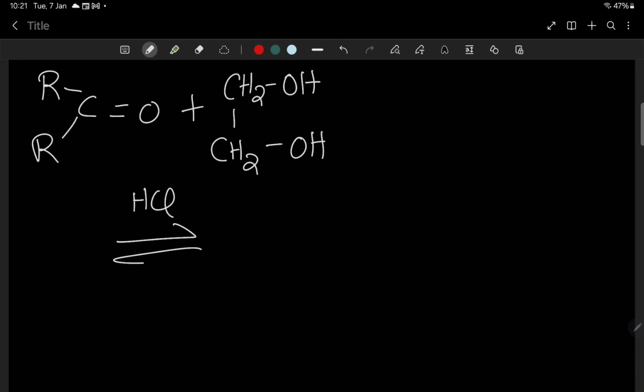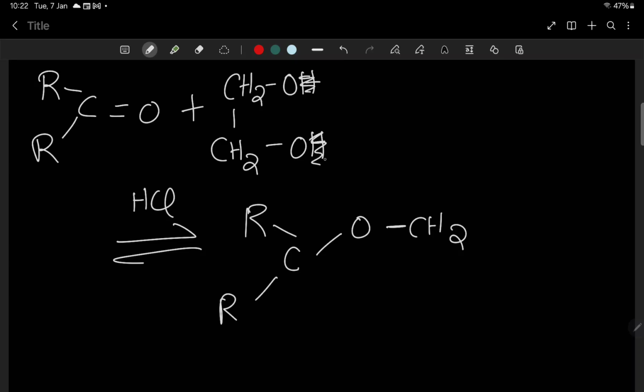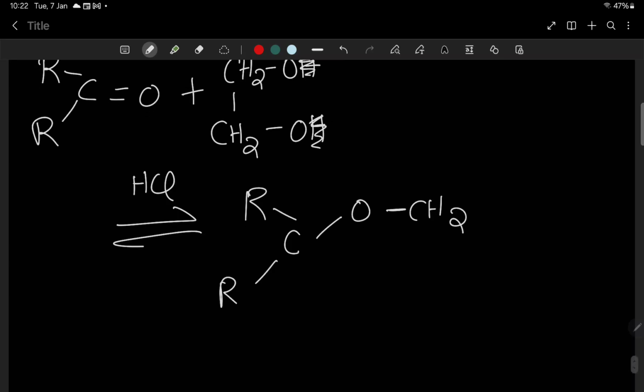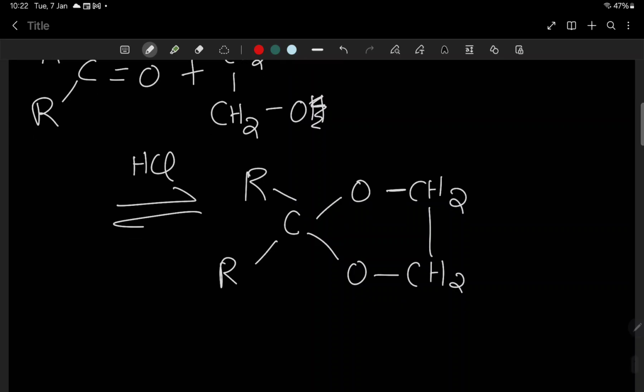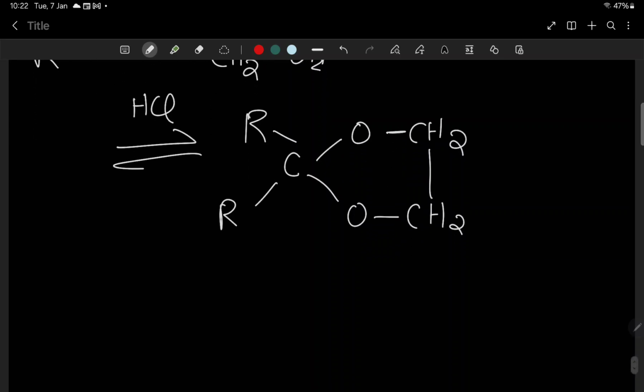To this OH, attach these two groups, that is RCR. Okay, O CH2. Remove this hydrogen. Remove these two hydrogens. Then attach it like that, O CH2. This is called ethylene glycol ketal. This is called a ketal. The other one is called acetal. This is called ketal. So this is about the addition reaction.